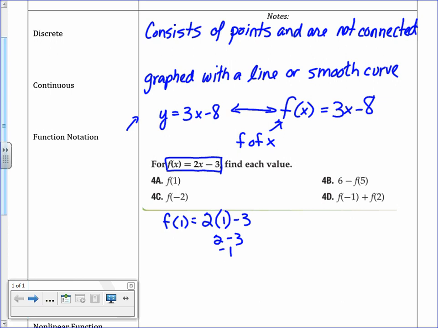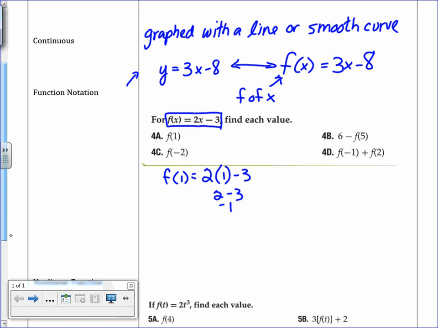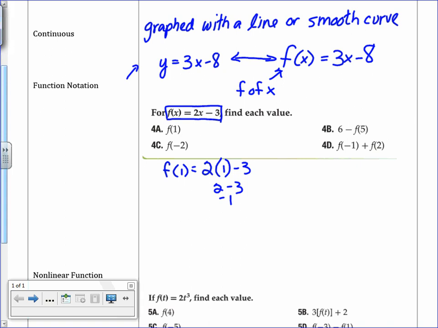So the next one I'm going to do is the next one down, 4c, and it says f of negative 2. So f of negative 2 equals 2, substitute in for the x value that you see up here, 2 times negative 2 minus 3. And we have negative 4 minus 3, and you get negative 7.